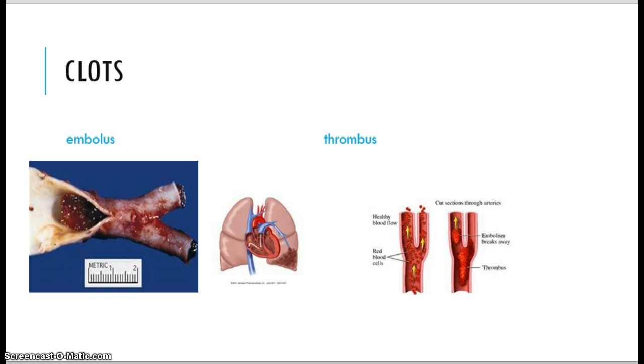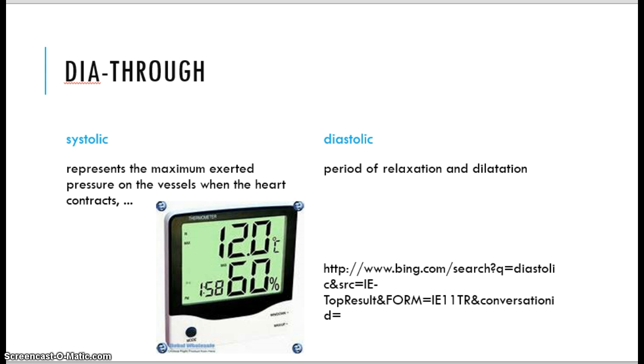An embolus becomes very concerning because it can travel to the lungs, and as you see in the picture of the lungs and heart there, it can become a PE, or a pulmonary embolism, causing problems with difficulty breathing and oxygenation as a result of that clot.